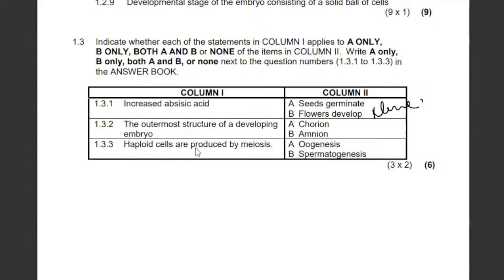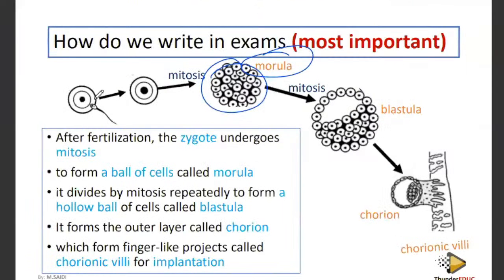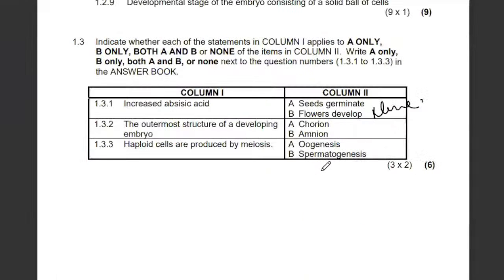Yes. And then they're saying the outermost structure of the developing embryo. How do you call the outermost? Remember that when you're talking about that, we say that it forms chorion. Check. It forms the outer layer called chorion, which forms finger-like projections called chorionic villi for implantation. So this outermost layer is called chorion. That's what they're asking you here. So the outermost layer is A. So A only, these words must be there.